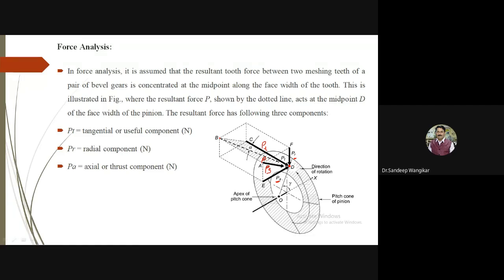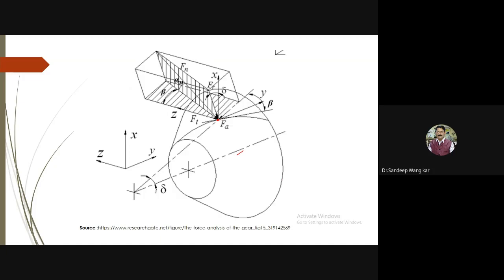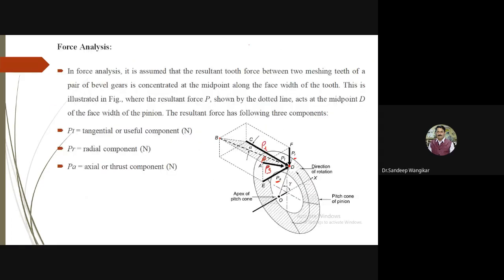So some different terminology is there. Therefore, for better understanding, we have first discussed this concept of how the force analysis is done. You can see the basic profile of this particular bevel gear, and at the center point the forces are acting. Now in the force analysis it is assumed that the resultant force of two meshing teeth pair of bevel gear is concentrated at midpoint. I have shown you in the 3D how it is concentrated at midpoint. Now this is resultant force P.